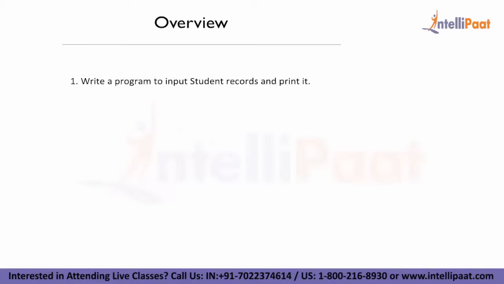We will be writing a very simple program to input records of a student and then we'll be printing it accordingly. So let's assume what all parameters or what all things does a student record have. A student record contains student name, student age, student roll number, and etc. So we will be considering only these three parameters.